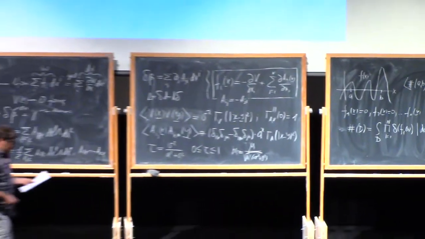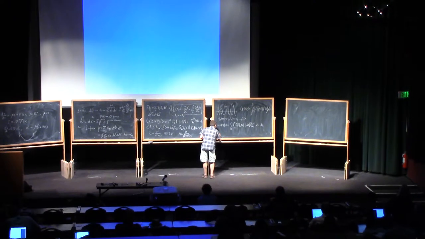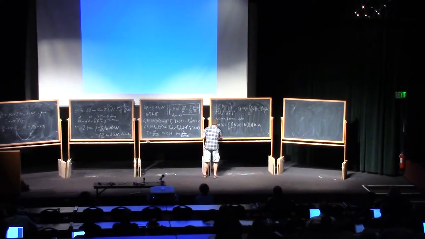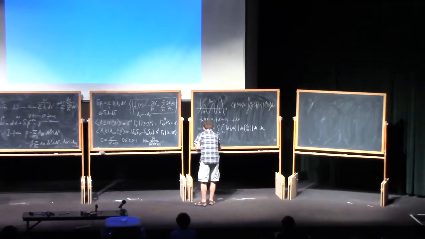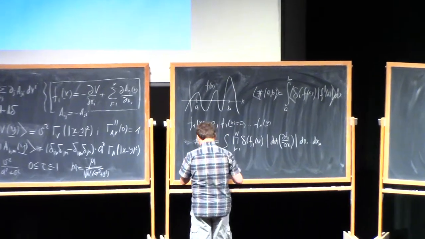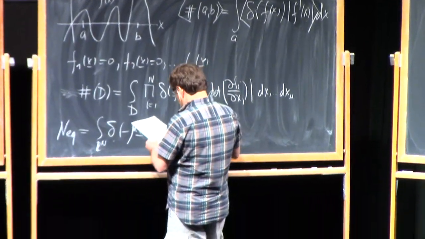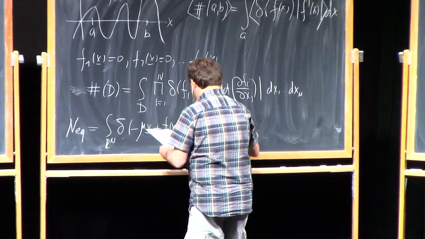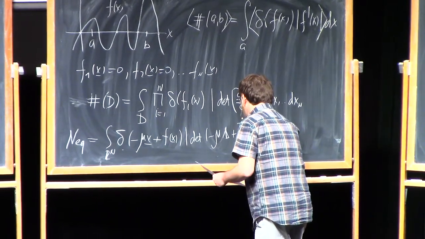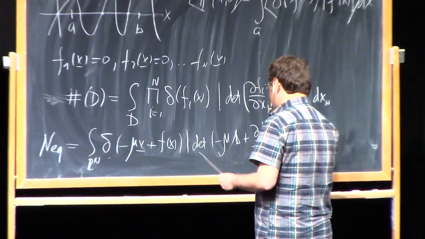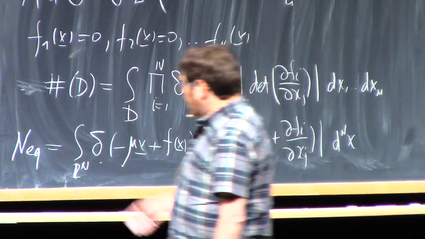So, with all this in hand, the total number of equilibria for our system will be equal to, again in the same way formally, the integral over Rn of delta of minus mu x plus f of x. I just use one single delta to denote this product of deltas. And the modulus of the determinant of minus mu times the identity matrix plus dfi over dxj, this matrix, and then the Lebesgue measure. So this is the starting representation.